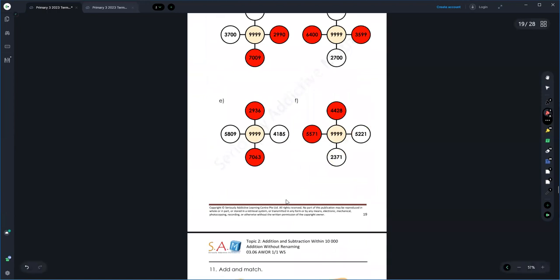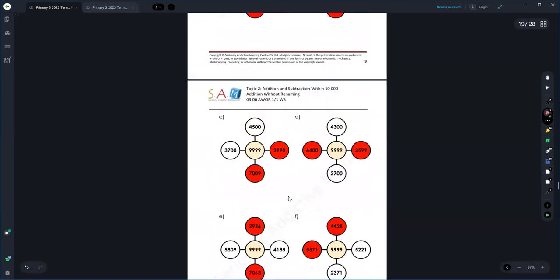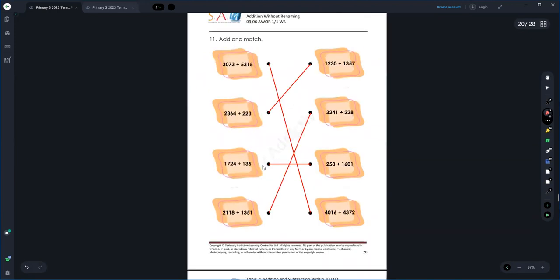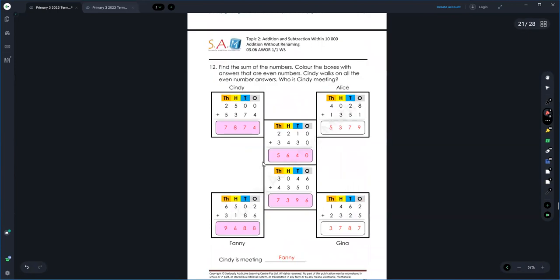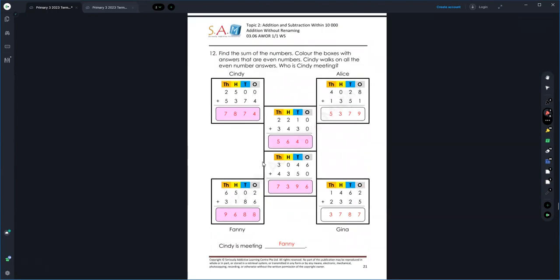Then maybe get them to do one question on their own. Again, remind them that in order to get 9 ones, this must be one of them. Then get them to think which others, when you add on, will give you 9 tens, 900s, and 9,000. Next, let's skip.